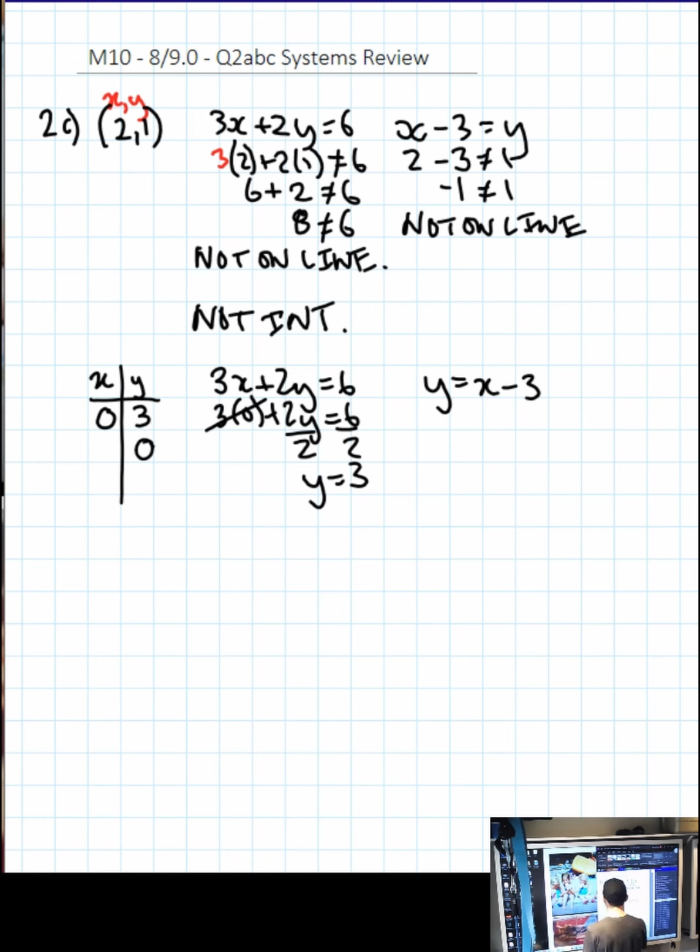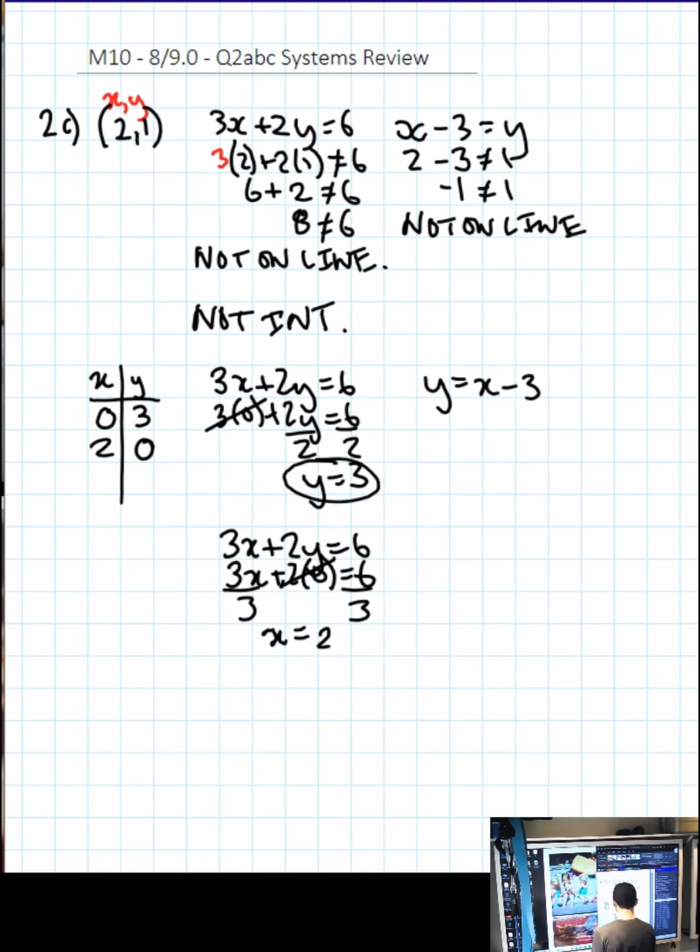Then we'll put 0 in the y column, and we'll substitute 0 in for y. So taking the equation again, and putting 0 in for y. 2 times 0 is 0. Divide both sides by 3. x = 2. Put that in the table. Forgot to circle my partial answers. And then we can draw that.